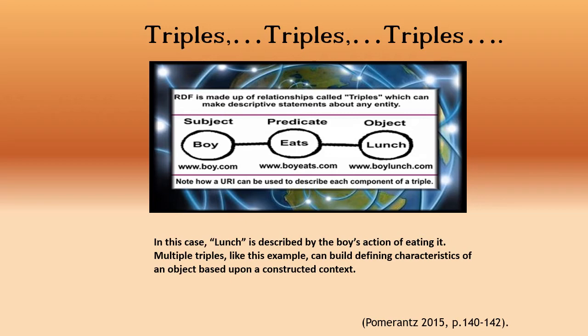Multiple triples, like this one, can build defining characteristics of an entity based upon a constructed context. It's important to note that here a URI can be used to represent each component of the triple. We'll talk more about this later, but it is an important point to remember before going forward.